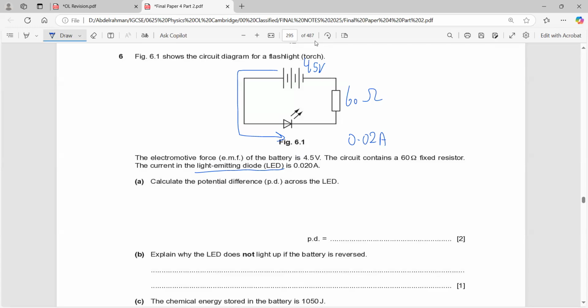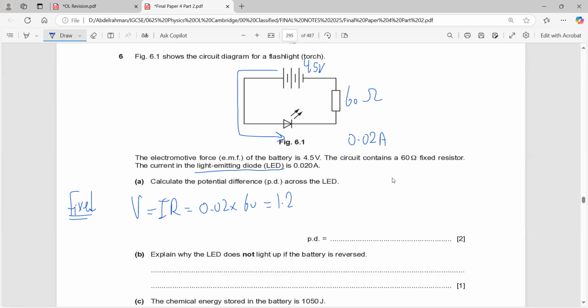V equals IR. But I don't have the resistance of the LED, but you have the resistance of the fixed resistor. Can I find the voltage of the fixed resistor? Yes, which is V equals IR. For the fixed resistor, I is 0.02 times the resistance, which is 60. So calculating 0.02 times 60, which is 1.2 volts.